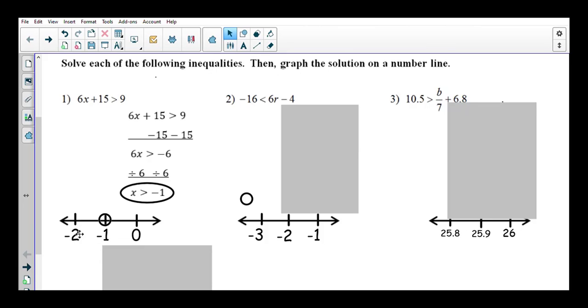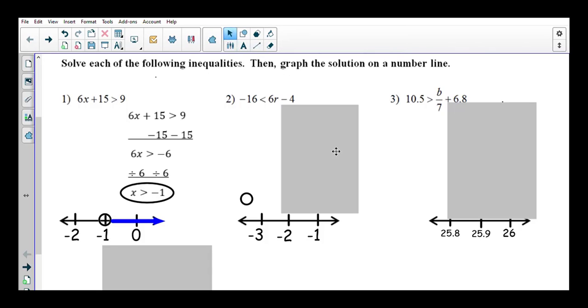Notice how we line up our numbers, smallest on the left, largest on the right. So negative 2, negative 1, 0 from left to right. Since it's x is greater than, we are going to shade to the right. Our number lines are no different than when we had our one-step inequalities, so we're going to go through those pretty quickly. All right, let's take a look at question number 2.